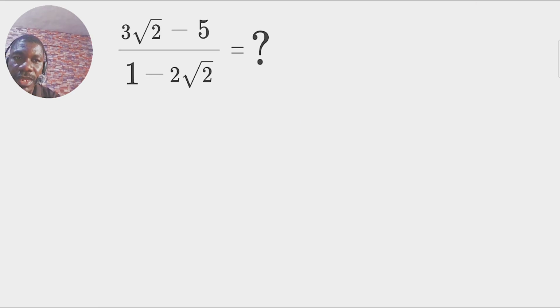So what then is the conjugate of the denominator? Now the conjugate of the denominator is just 1 plus 2 the square root of 2. So this is just the conjugate. So this is the term we'll be using to multiply both the numerator and the denominator.